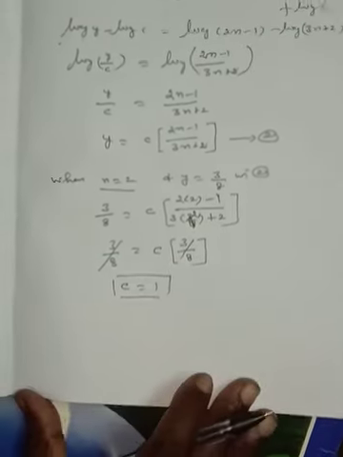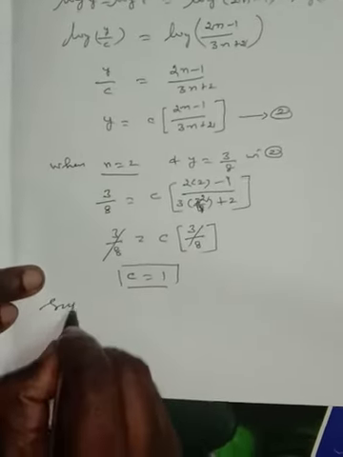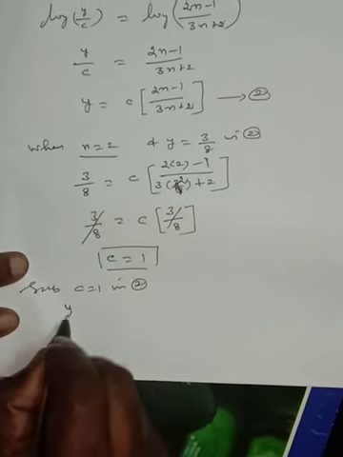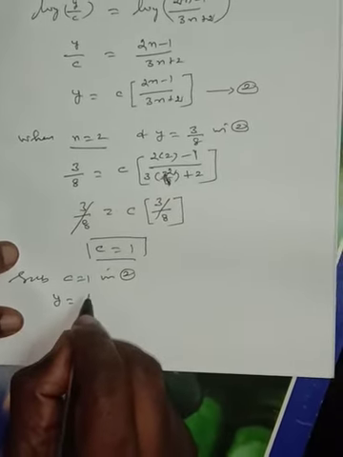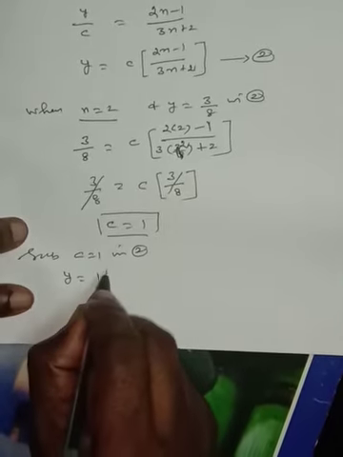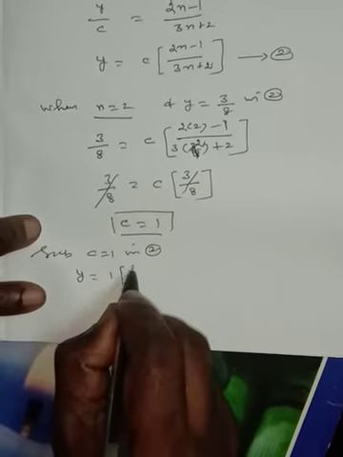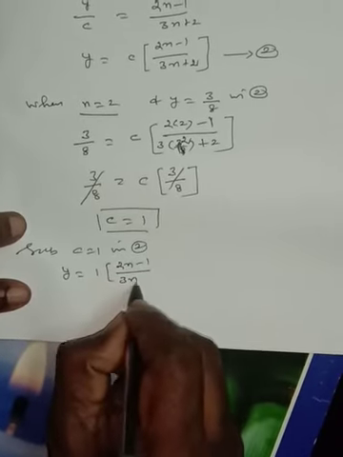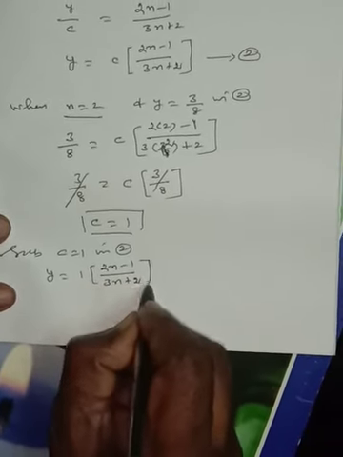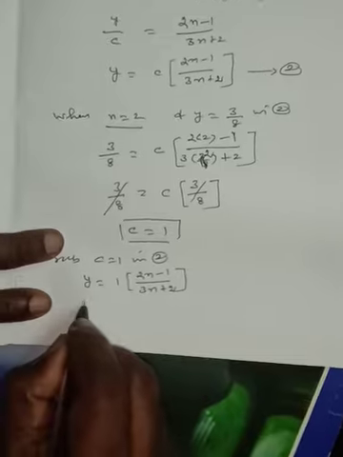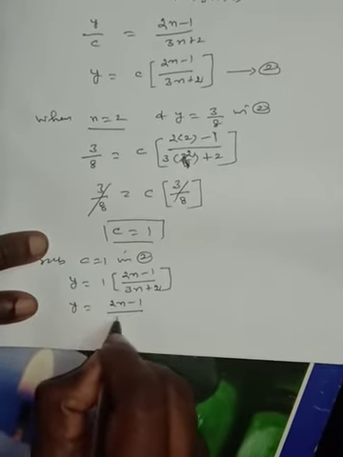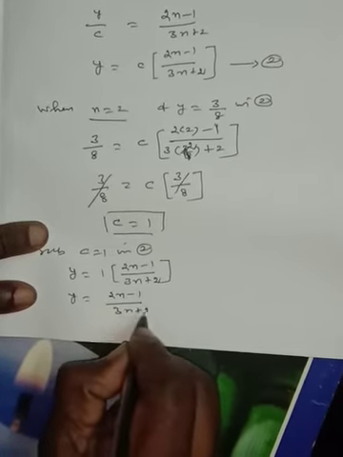Substitute c is equal to 1 in equation number 1. We have y is equal to 1 into (2x minus 1) divided by (3x plus 2). So y is equal to (2x minus 1) divided by (3x plus 2).